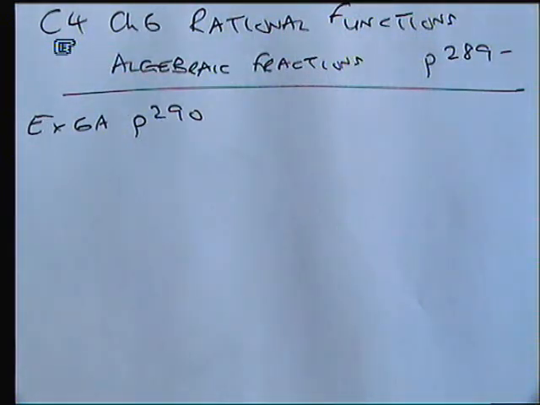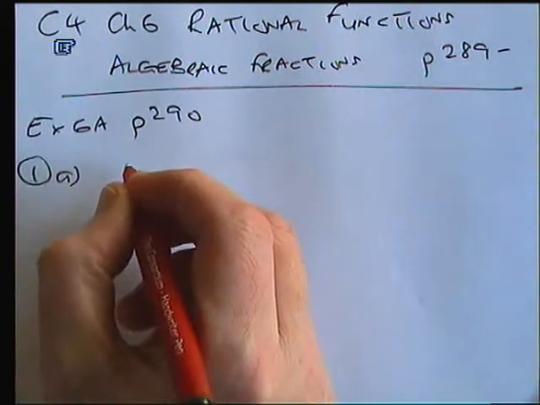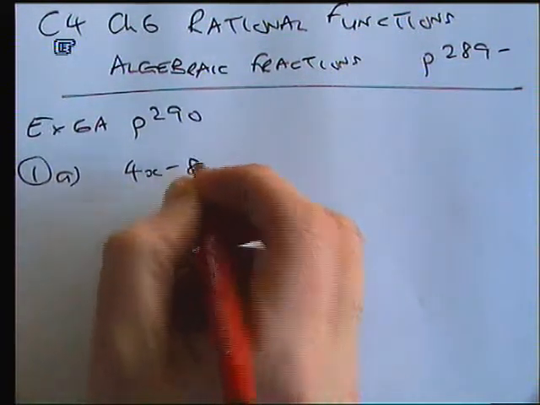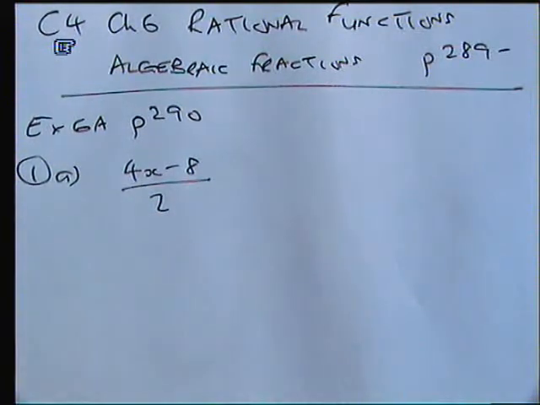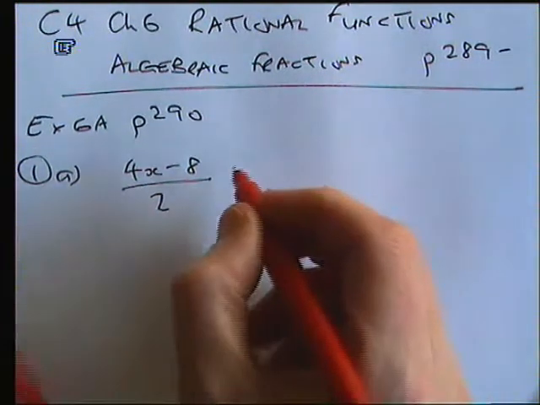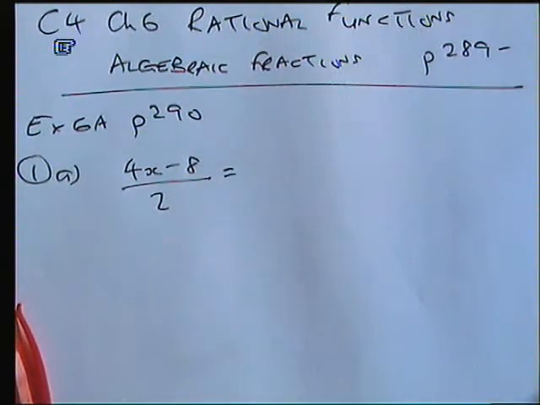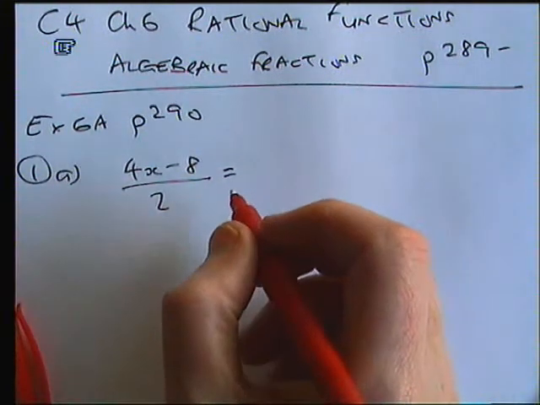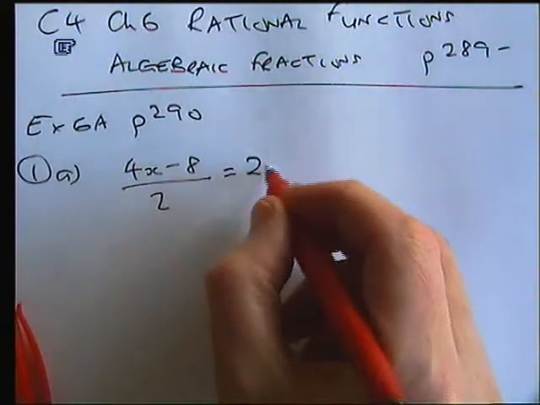Yeah. Exercise 6A. Question 1, Ian. Which part do you want me to do on the board? A, B, C, D, E or F? Do A. Okay. Part A is 4x minus 8 divided by 2, and we have to simplify it. You should have been doing that in year 9. What's the answer to that one? 2x minus 4.